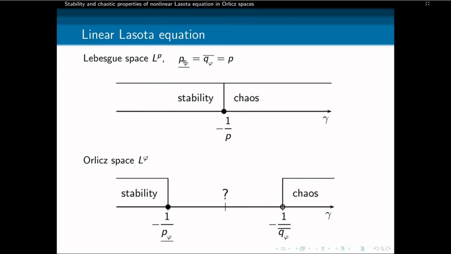In the case of Lebesgue space, the lower index and upper index are equal to p, and we have the following situation for the coefficient gamma: chaos on the right-hand side and stability on the left-hand side of this critical value. In the case of Orlicz space, we have two critical values, chaos on the right-hand side and stability on the left of the second critical value. The question is, what are the asymptotic properties when the value of the coefficient gamma is from the interval between these two critical values?